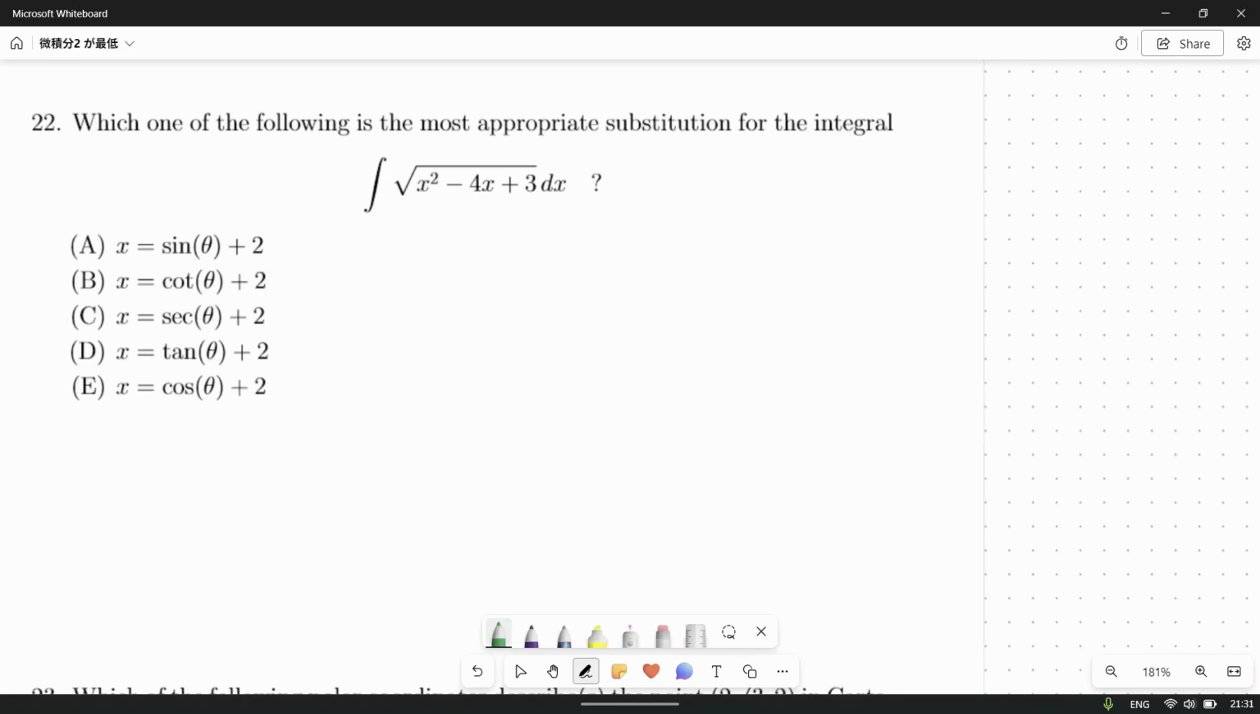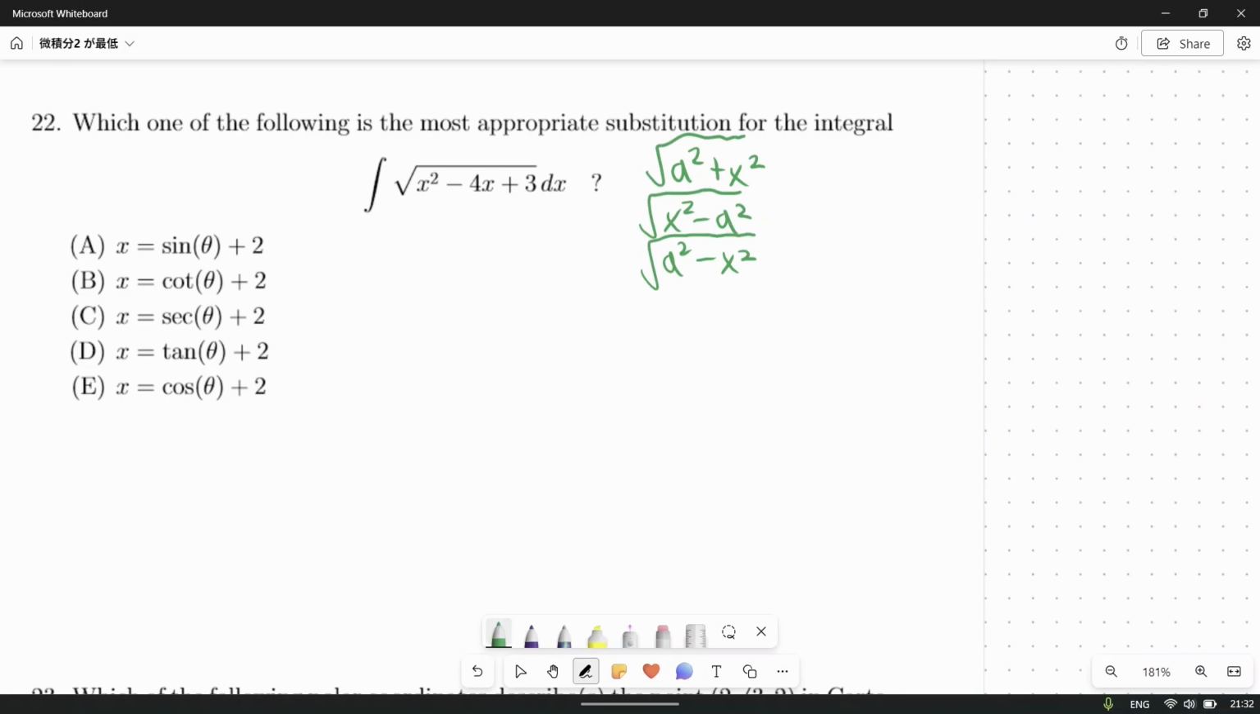So to start, in order to go about this, what you'd have to do is you'd have to look for three types of forms in your expression. You'd have to look for something that either looks like a squared plus x squared, x squared minus a squared, or a squared minus x squared. And then I'll just put them in radicals here, like so.